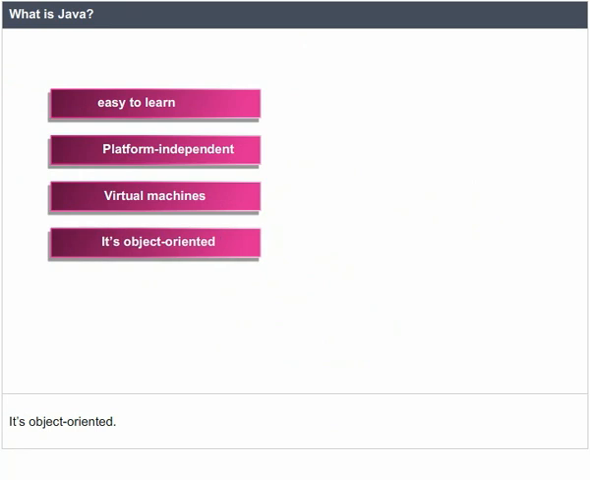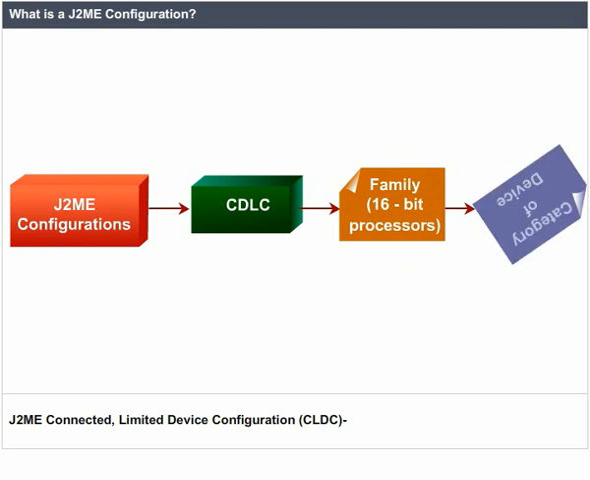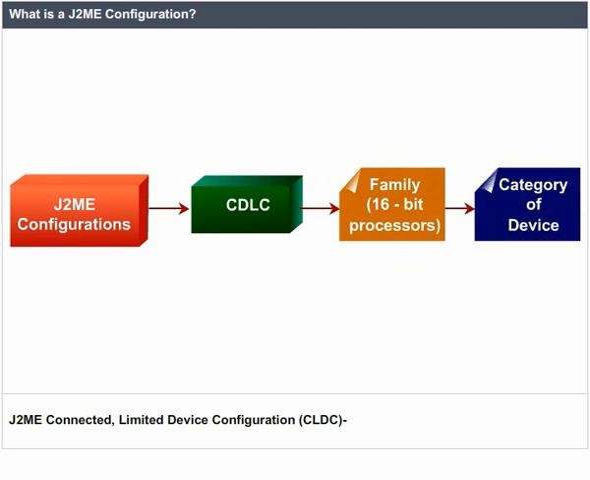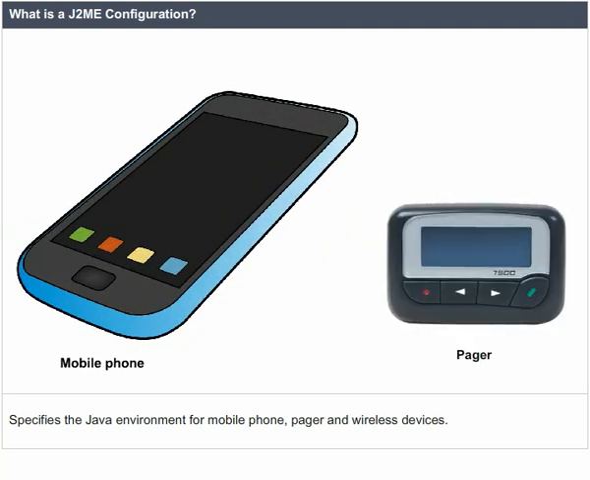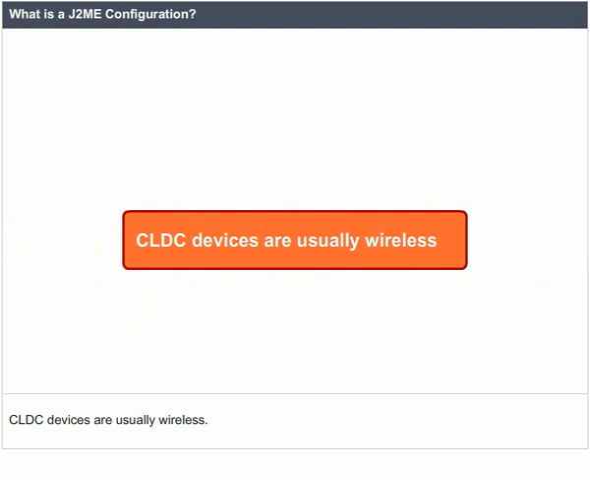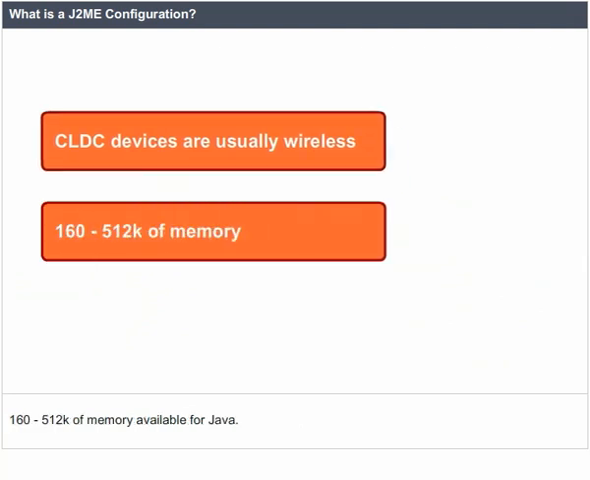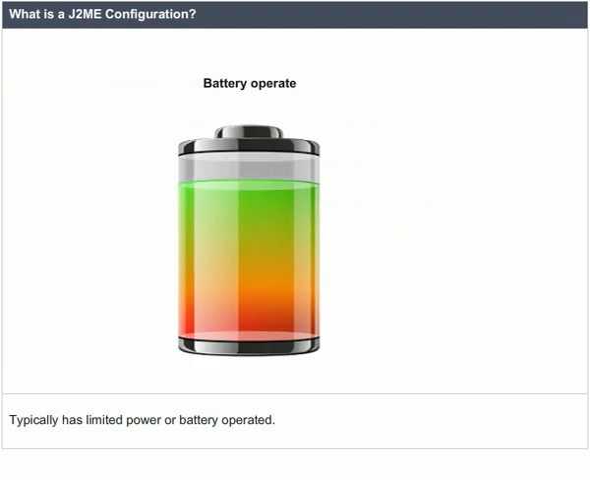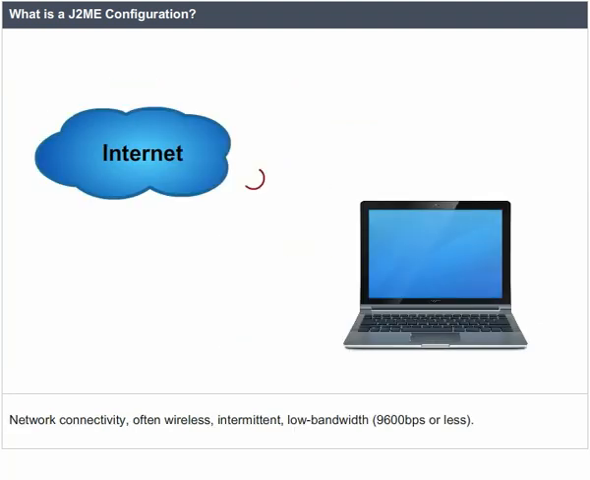What is a J2ME configuration? J2ME Connected Limited Device Configuration (CLDC) specifies the Java environment for mobile phone, pager, and wireless devices. CLDC devices are usually wireless. 160 to 512K of memory available for Java. Typically has limited power or is battery operated. Network connectivity often wireless, intermittent, low bandwidth, 9600 bps or less.